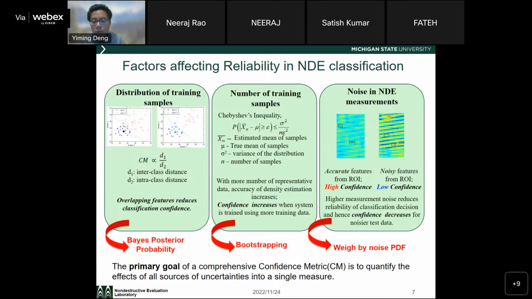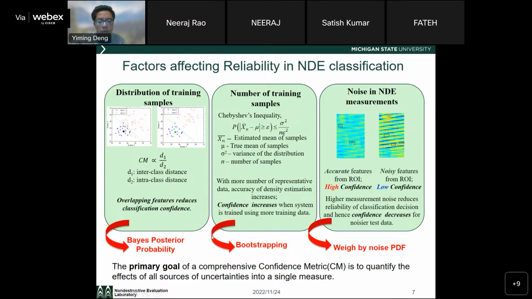Well, how can we do that? So we propose a weight by noise PDF approach. Well, those three different mitigation approaches, I believe you can use this for any generalized NDE problem. And I believe those are three factors you can always face. One is you have different distribution of training data, the number of training data is going to be different, and you are always facing the noise issue.